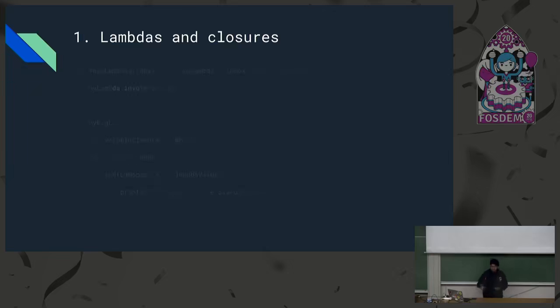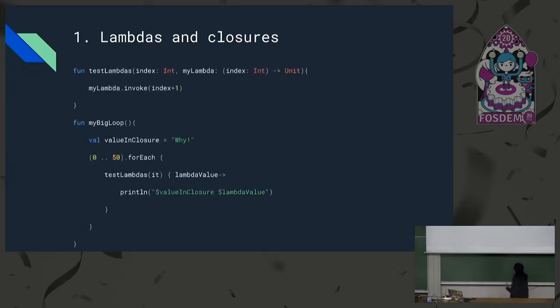All of this, let's just see it programmatically once. I hope the code is legible. If you consider this example, we're going to use it throughout. We have a function called testLambdas, which has a lambda, myLambda, and we have this myBigLoop, which is actually the implementation that consumes a lambda, and you have this value in the closure, which does nothing but print the value inside the lambda, which is the test lambda and the lambda value. So this is lambdas and closures.